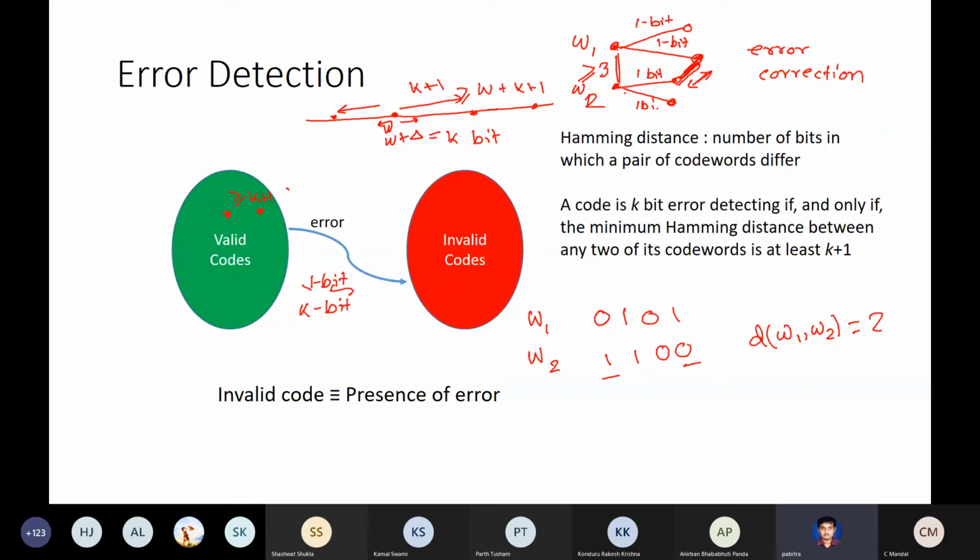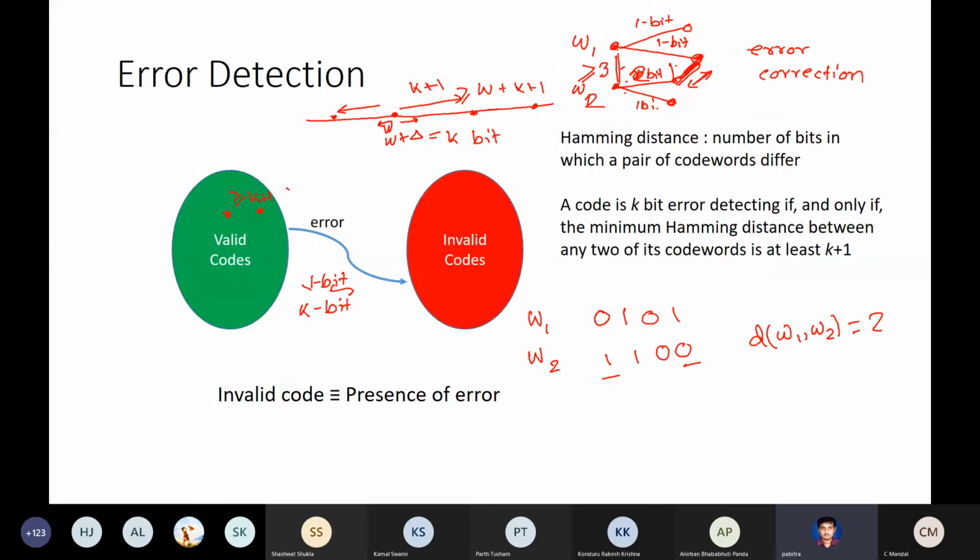If this distance was only 2, this W1 may come to a 1 bit distance, and this may go to a 1 bit distance. So 1 plus 1, 2. So with a 2 distance, this will not work. So this has to be at least 3. Then you can unambiguously reconstruct back.